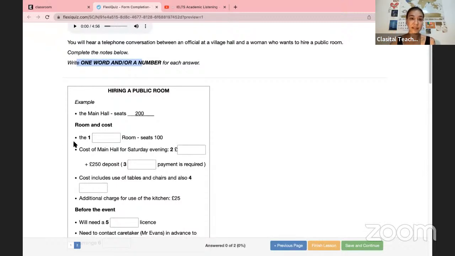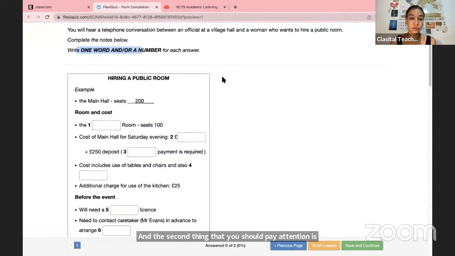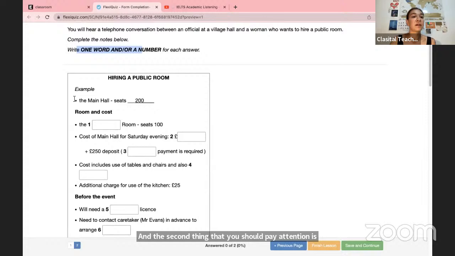And the second thing that you should pay attention to is, okay, we have the questions. We will have one example in the paper-based exam. You won't have an example in the computer-based exam, but in the paper-based you will have an example. Then it will continue to questions.